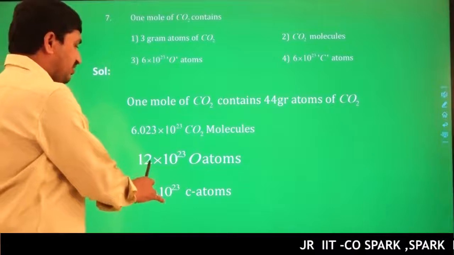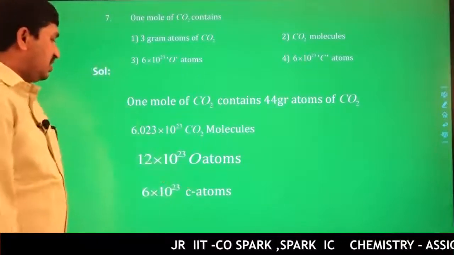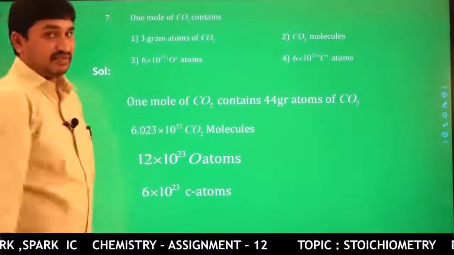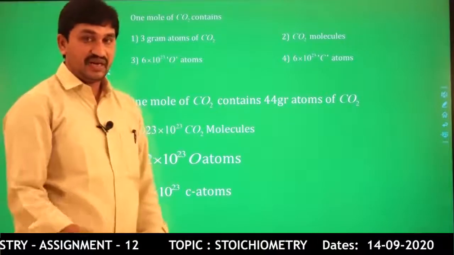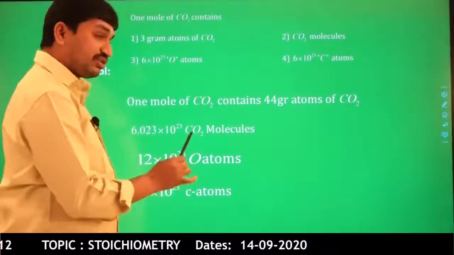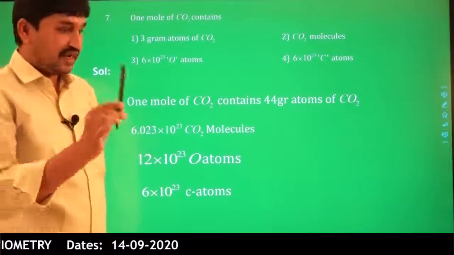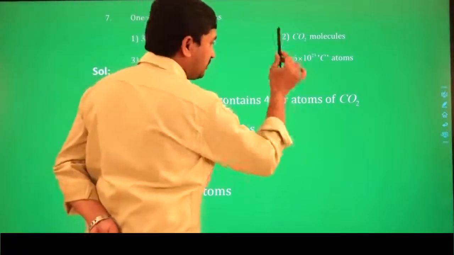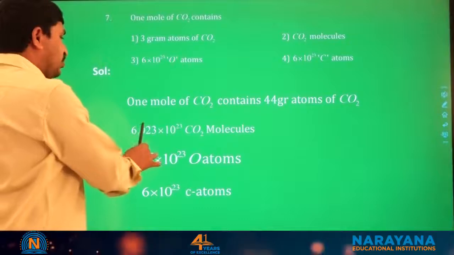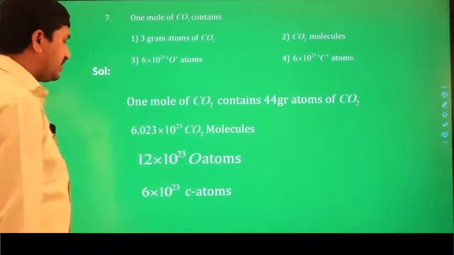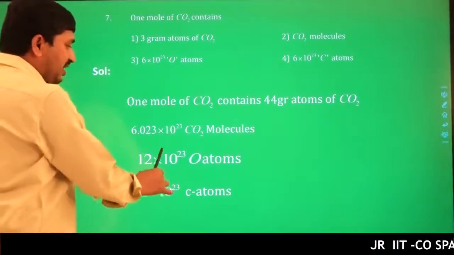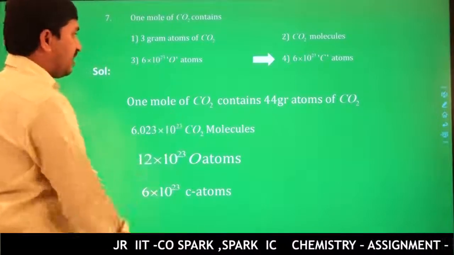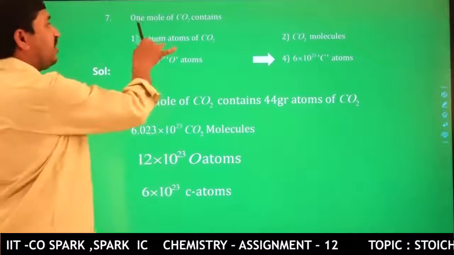That is why 12 into 10 power 23 oxygen atoms is also equal to 6 into 10 power 23 carbon atoms, because the number of carbon atoms in CO2 is 1. Under STP condition 1 mole of carbon atoms is equal to 6.023 into 10 power 23 carbon atoms. That is why 1 mole of CO2 contains 44 grams of CO2, and is also taken as 6.023 into 10 power 23 molecules of CO2. It is also taken as 12 into 10 power 23 oxygen atoms and also 6 into 10 power 23 carbon atoms. So, these 4 are equal to 1 mole of CO2.